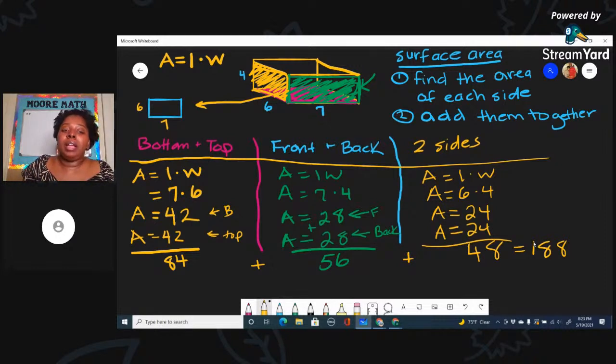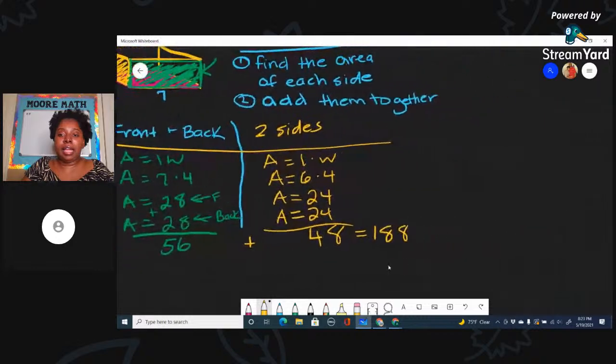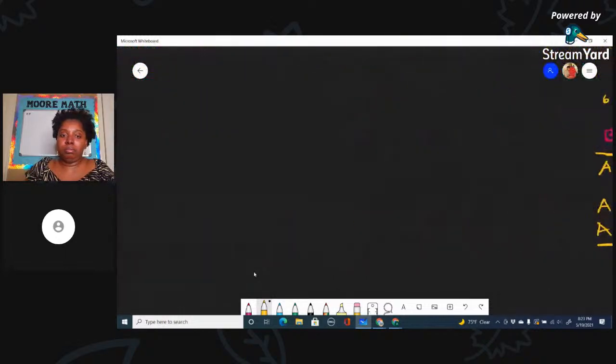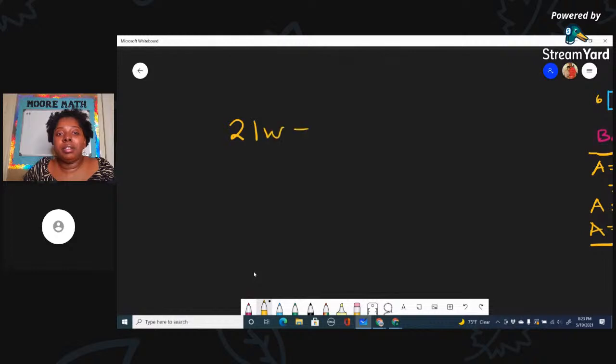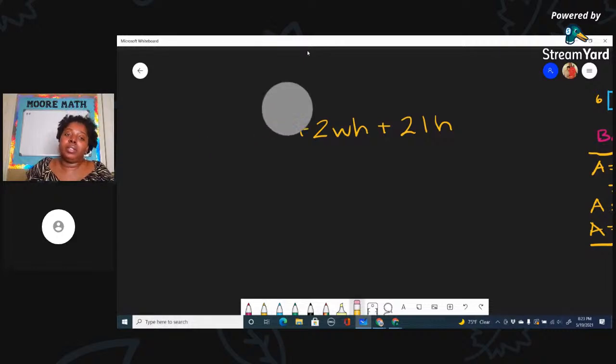Now, you may have seen for the surface area of a rectangular prism, does your teacher teach something like this formula, where you do 2 times the length times the width, plus the width times the height, and the length times the height? Have you seen that? No. Okay, good. So don't worry about that.